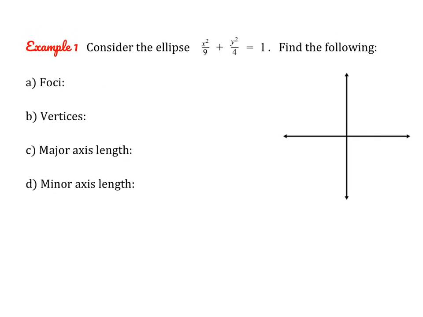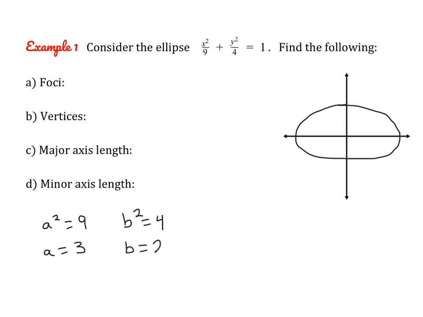Okay, let's try this first example together. So here we have the ellipse with the equation x squared over 9 plus y squared over 4 equals 1. So right off the bat, since I see that x squared has the larger denominator, I know this is going to be a horizontal ellipse, so I'm just going to sketch it in so I remember that our ellipse is horizontal. Also, looking at the equation, I can see that a squared is 9. Remember, a squared is always the larger denominator, which means our a value is 3. I can see that b squared is 4, which means our b value is 2.